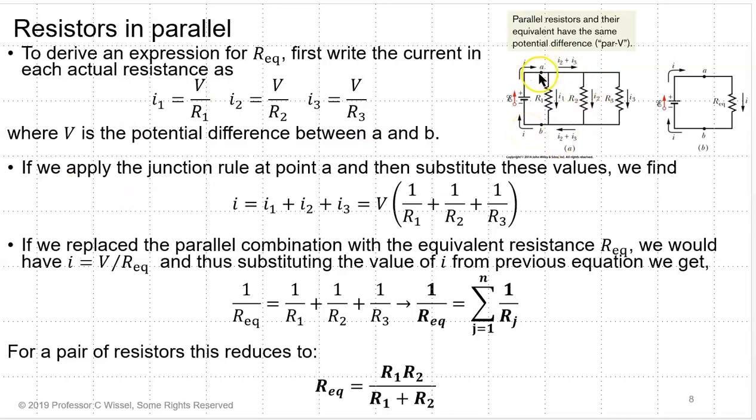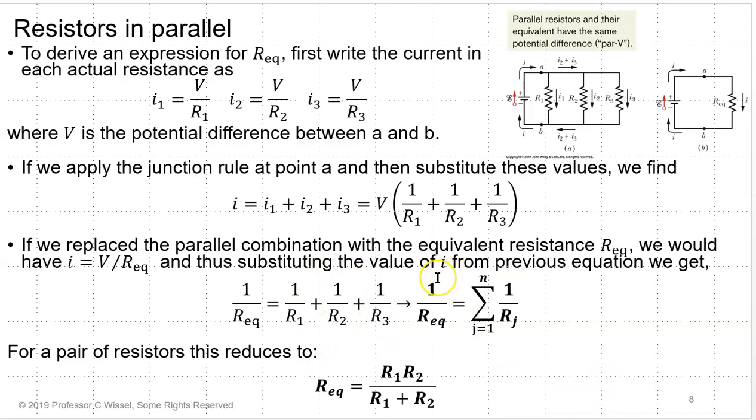We can apply the junction rule at point A. If we do that, we find that I, the current through the battery, equals I1 plus I2 plus I3. The other way you can look at that is down here at point B, where I again equals I1 plus I2 plus I3. So we can plug this into that, and we wind up with I equals V times the quantity 1 over R1 plus 1 over R2 plus 1 over R3. If we replace the parallel combination with the equivalent resistance, we have I equals V over R equivalent. Substituting the value of I from the previous equation, we get 1 over R equivalent equals 1 over R1 plus 1 over R2 plus 1 over R3.